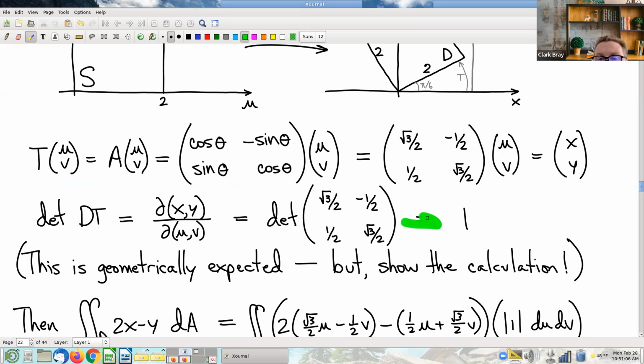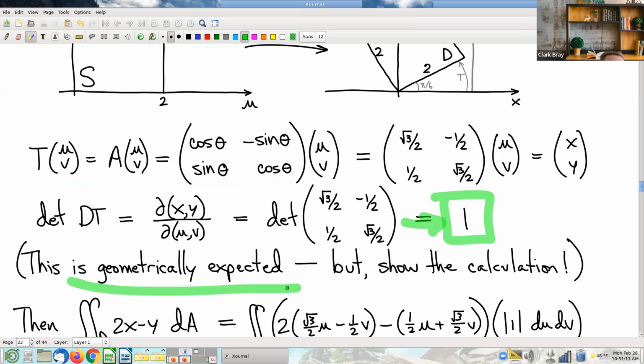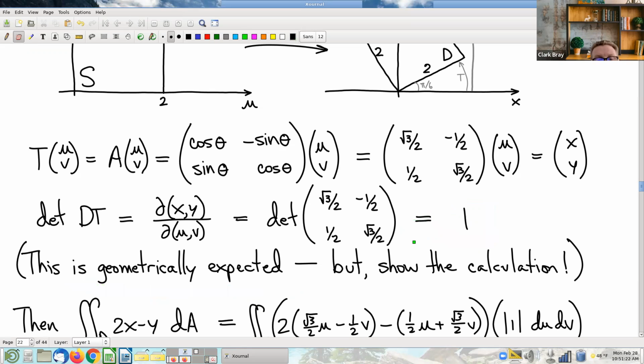This determinant you can compute, and it's 1. Now, this is geometrically expected, right? Rotations don't change areas. How much do things get bigger when I turn my head to the side? Well, none. It's a rotation. Nothing's getting bigger, right? Nevertheless, keep in mind it's not about answers. It's about ideas. It's about arguments and reasoning, right? And here, questions like this, I want to see the use of the change of variables formula. And so I do want to see the calculation, even if it's geometrically expected.